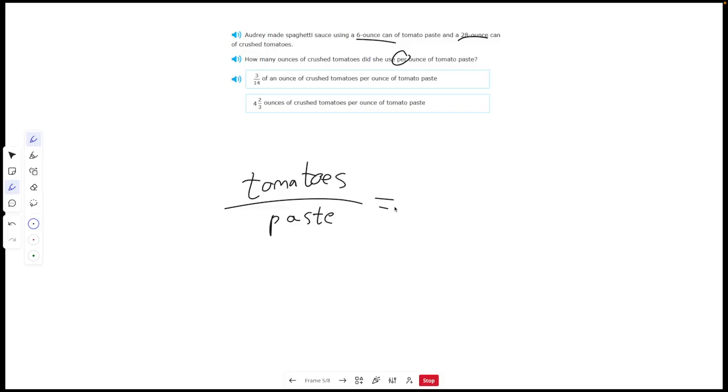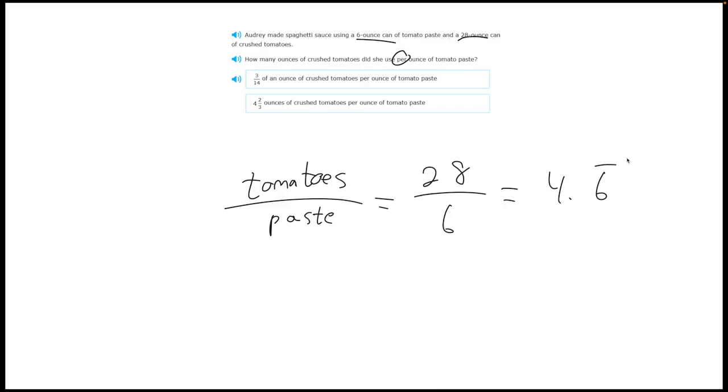So the tomatoes were, what did they say? 28 ounces, so 28. And 6, you can reduce, you can divide. If you just type it in the calculator, you're going to get 4.6 repeating basically. And so remember, this is over 1, so this is tomatoes over paste. So 4.6 ounces of tomatoes per 1 ounce of tomato paste.